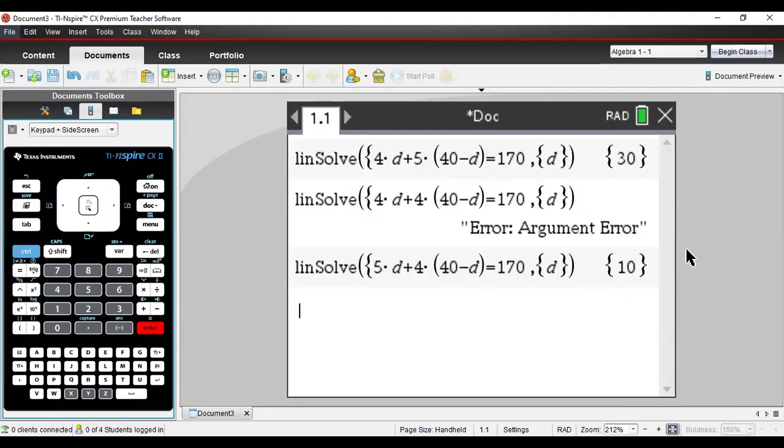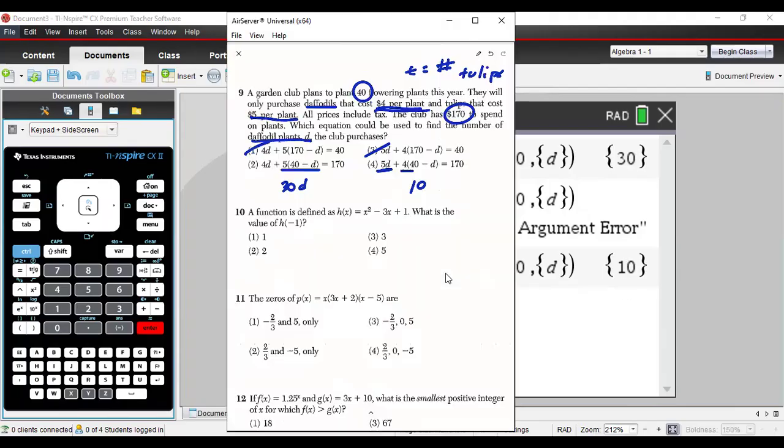So here's what you should be doing now. Once we know these two answers, we can go and look. The first one said there were 30 daffodils. This one is saying there's 10. So let's just see. If we had 30 daffodils and they cost 4 apiece, that would be 120. But that also meant since we only have 40 plants, that there would be 10 tulips and they cost $5 per plant. So that would be 50. So 120 plus 50 is actually 170.